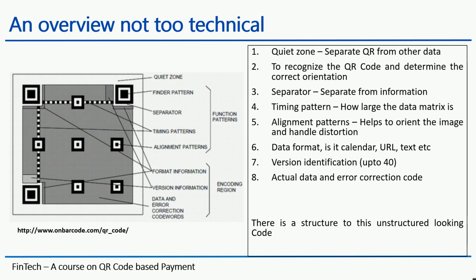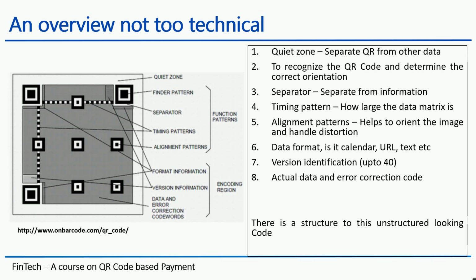Then we talk about the alignment pattern, which helps to orient the image and helps a barcode reader, QR code reader or smartphone reader identify how this QR code is aligned. It also helps to handle distortion in the QR code. When we talk about distortion, there could be an image at the center of the QR code or a part of the QR code could be damaged. In that case, the alignment pattern helps a lot. The alignment pattern covers up the lost data and helps complete the action which the QR code is supposed to do.